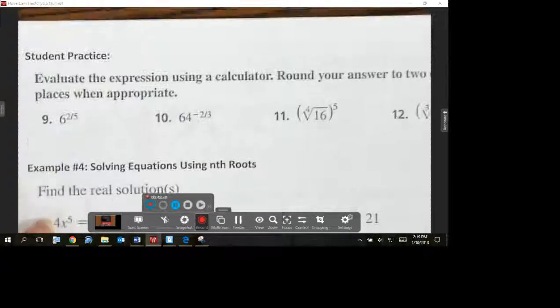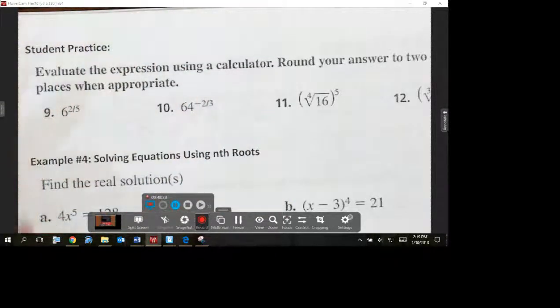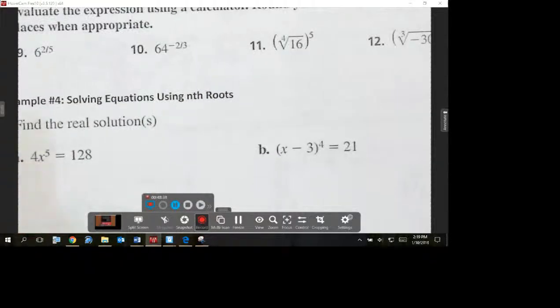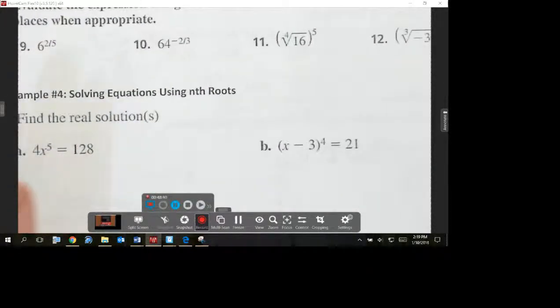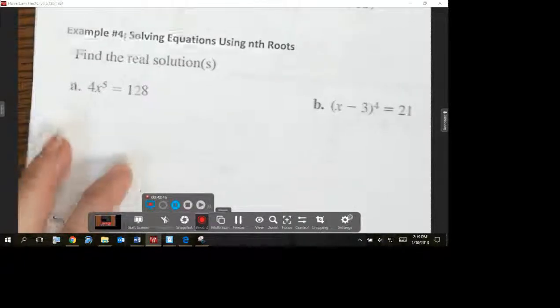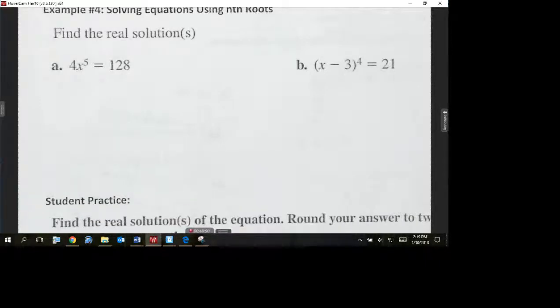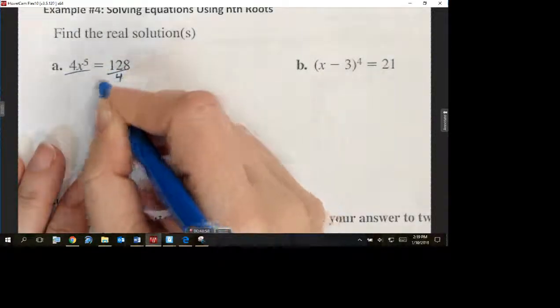All right. The next section is still student practice. Try to type it in your calculator. I'm going to skip that because that's just typing in your calculator. It's not the most important thing. Next is find the real solutions. So for question A, we have to solve for x. What's the furthest thing out to get rid of, to isolate x? So we're going to divide both sides by 4.